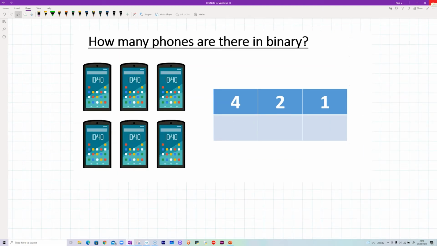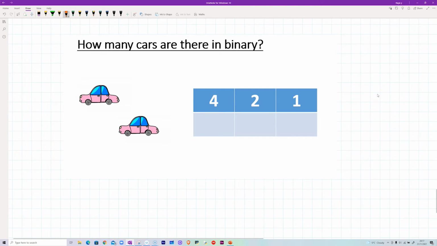Right, here we go. How many phones are there in binary, guys? Well, how many have we got? We've got 6 in decimals. We're going to ask ourselves, how many 4s can you fit into 6? Well, 1. So I've used those 4. I've got 2 left. How many 2s can you fit into 2? Well, 1. And I've used all of them now. How many 1s can you fit in? There's nothing, so 0 there. So 110.